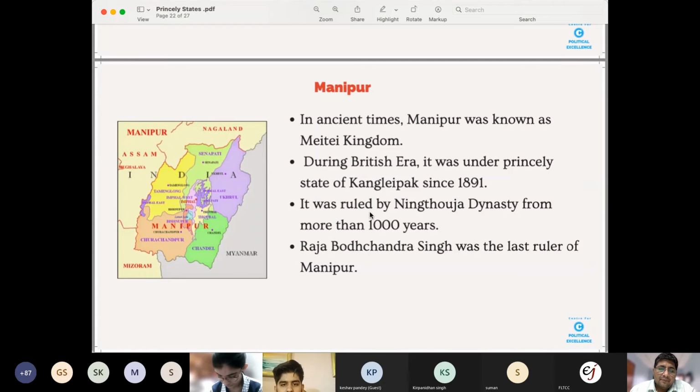So, apart from Manipur and Tripura, all the states were part of Assam, and the rest of the states except these two, Manipur and Tripura, were carved out of Assam. Manipur existed as an independent Meitei kingdom, and during the British, it was known as the state of Kangleipak since 1891, and it was ruled by the Ningthouja dynasty for more than 1,000 years.